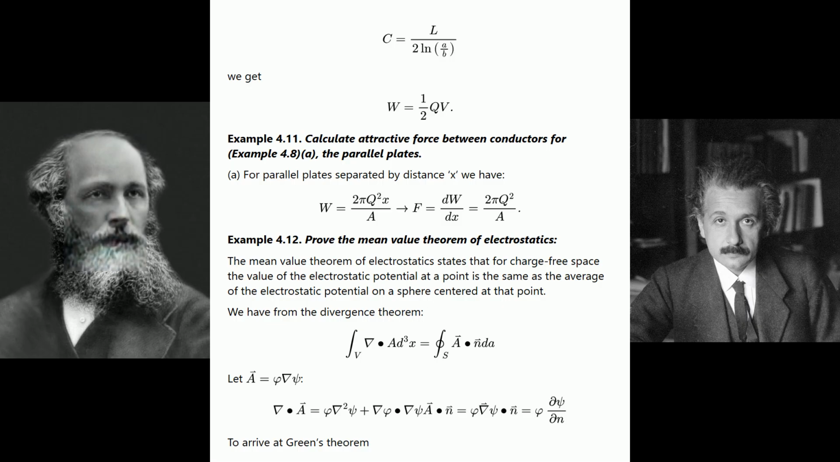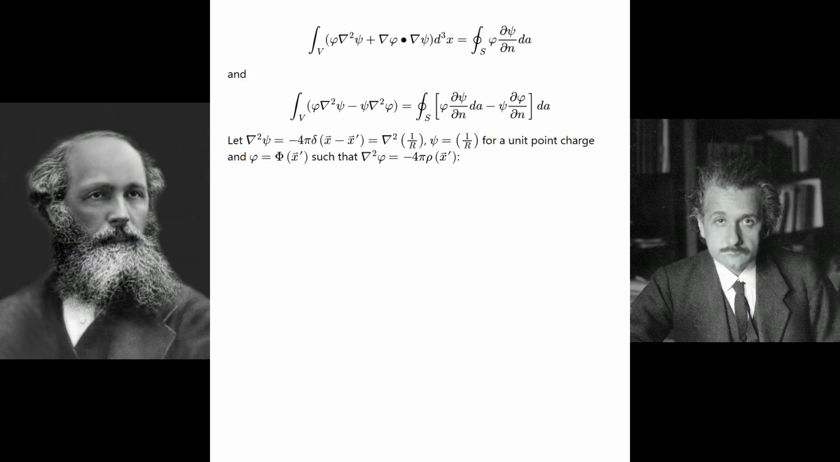We have, from the divergence theorem, see the equation shown. Let a vector equal phi gradient psi. See the next equation. To arrive at Green's theorem, see the equation shown. And the integral over V of phi gradient squared psi minus psi gradient squared phi equals the integral on contour S of phi the partial derivative of psi with respect to n dA minus psi the partial derivative of phi with respect to n dA.